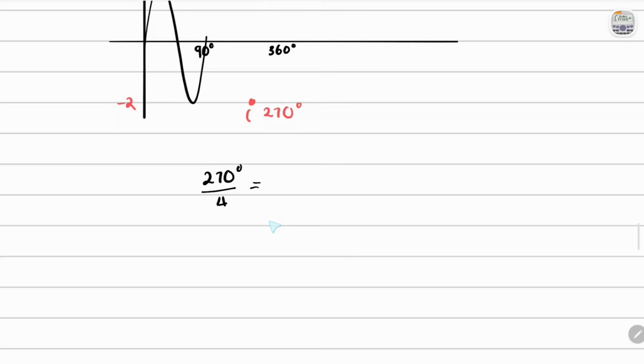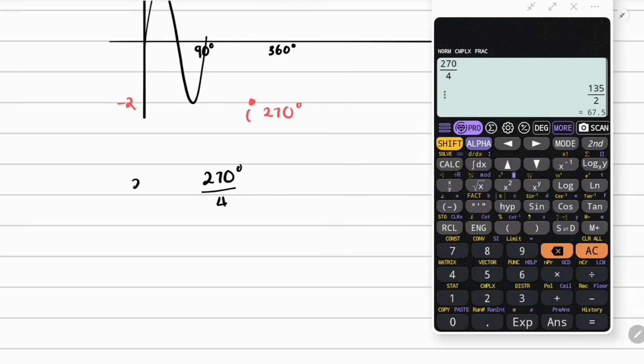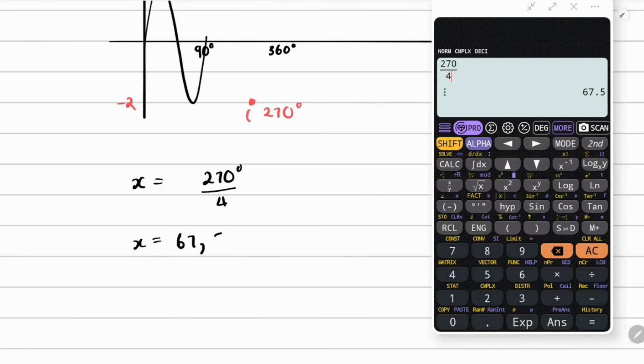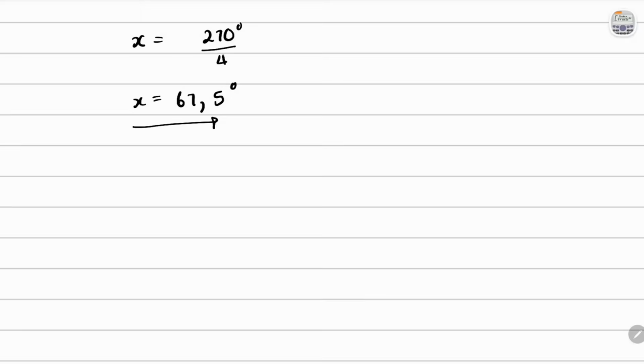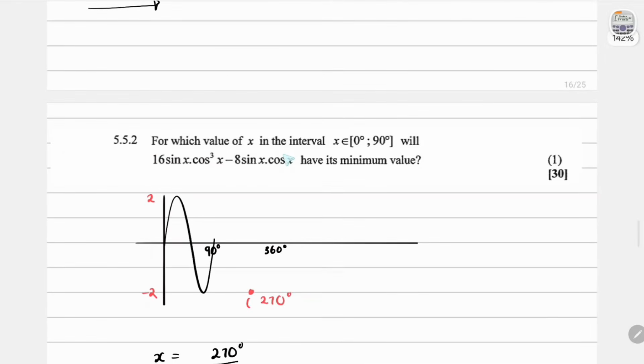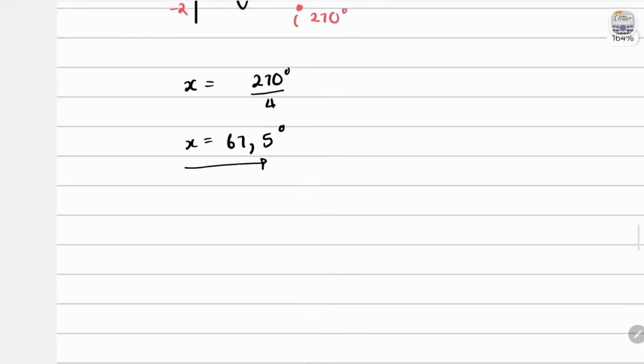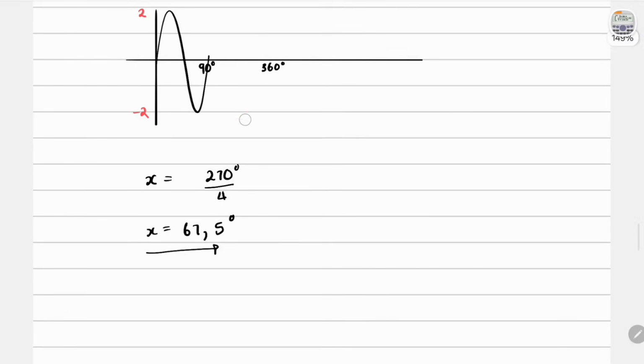Okay, and let's find out what that gives us. So that x value is 270 degrees divided by 4, which is 67.5 degrees. Okay, so that is our minimum. For which values of x in the interval will this have its minimum value? It will happen at x equals 67.5 degrees. And that is our answer.